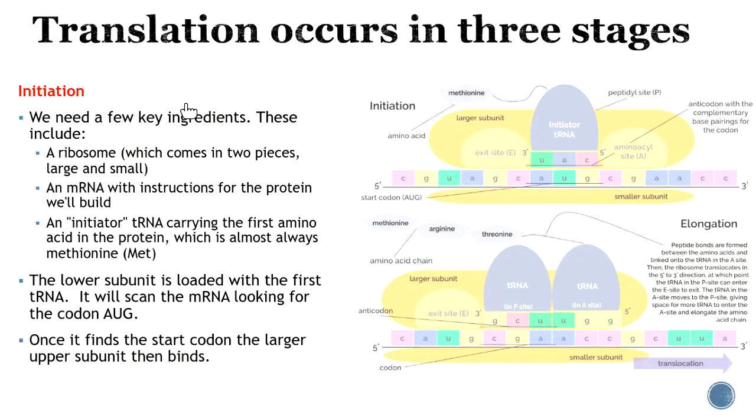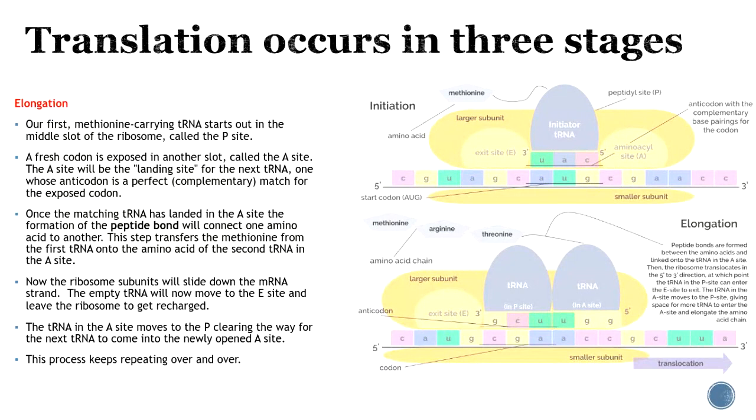So initiation is having this small subunit with the initiator scan the strand until it gets to AUG. That's going to stop it, and then that will allow the top subunit to go. So bottom bun, top bun, there's the meat, if you want to think of it that way. Now, elongation, we're going to focus on this one down here.